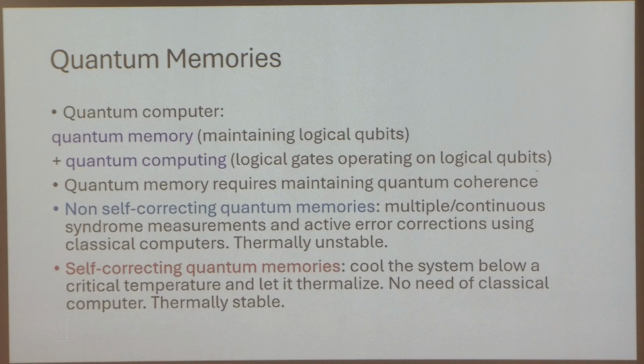The focus of the talk, and actually the workshop, is self-correcting quantum memories. In such a memory, you do not need to constantly correct the errors. Instead, you just need to cool the system down. As long as the temperature is not too high, you still have a stable logical state, and there's no need for any classical computer to perform the error correction. So the system is thermally stable.